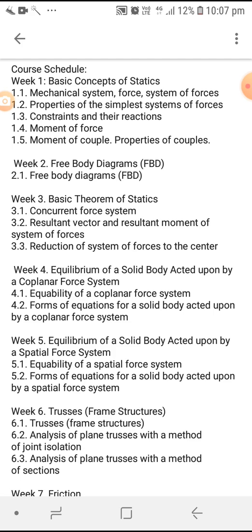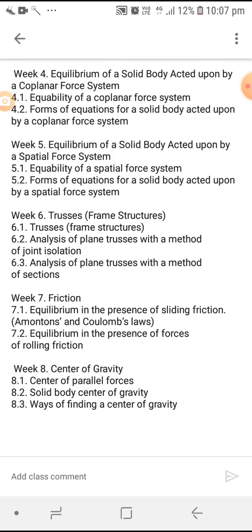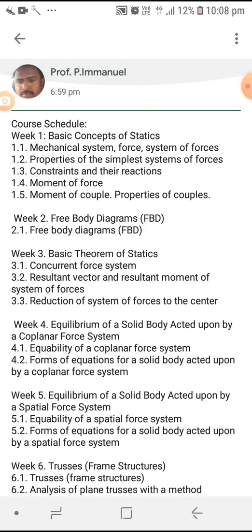In the sixth week, we are going to learn about trusses and frames. In the seventh week, we are going to learn about friction, a very important one. And in the last week, we are going to learn about center of gravity. So this is the course schedule for the subject called engineering mechanics.